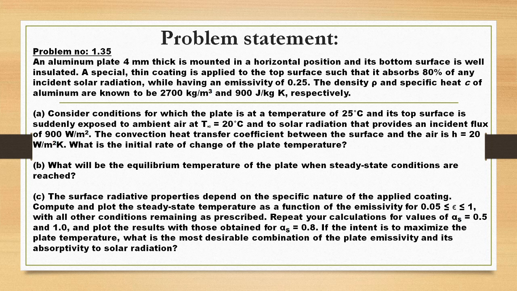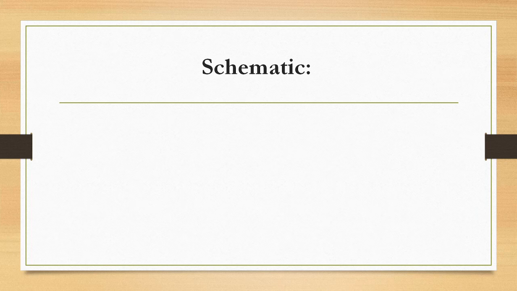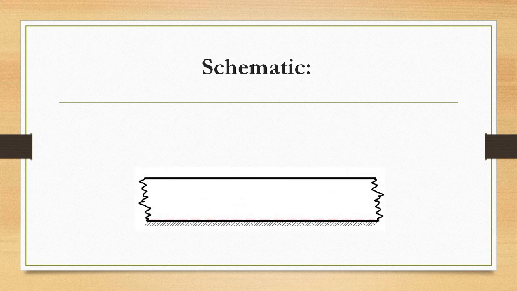So this is our problem statement, and we'll quickly jump into the schematics to give you a better understanding of the problem. The broken lines denote that the plate is much longer, and because there is no particular size given in the problem, we have taken such an approach. The width is given as 4 mm. The special coating has an absorptivity of 80%, that is 0.8, and an emissivity of 0.25. The incident flux is 900 watt per meter square.